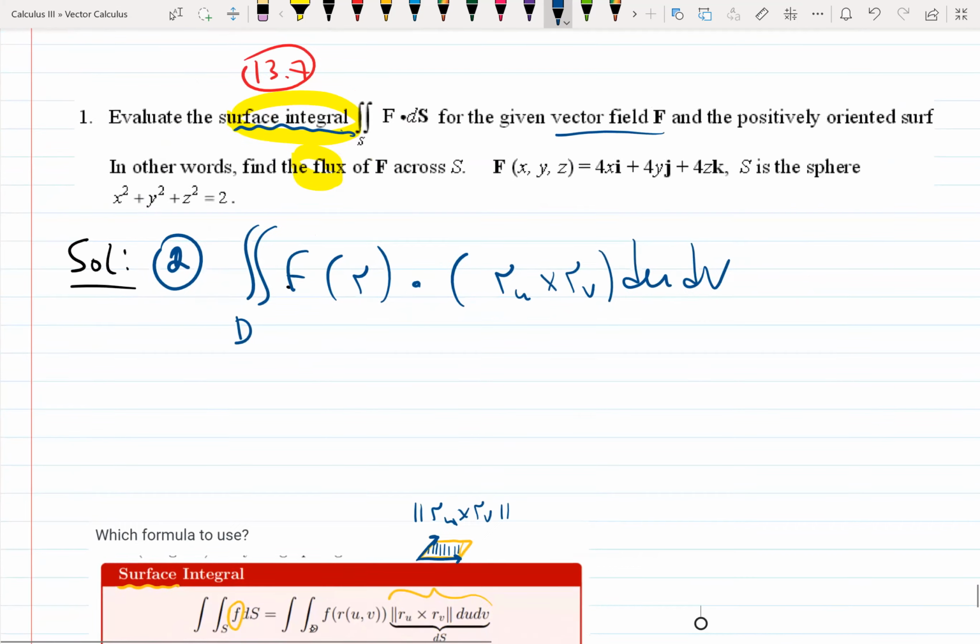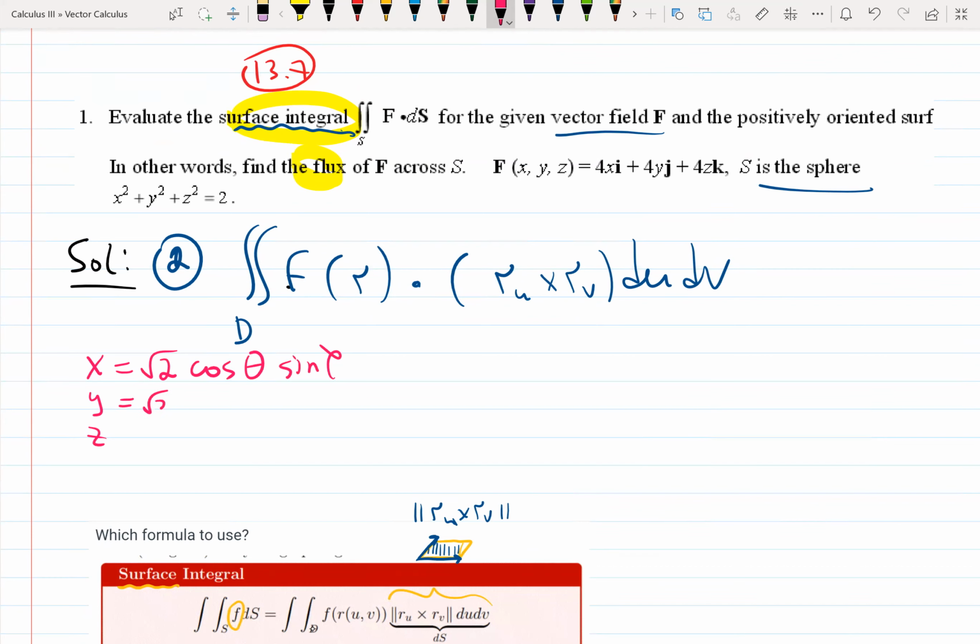Parametrization. It says it's a sphere. Yay, we know how to do the sphere. You see in the solution, Sagar immediately wrote it down nicely, so you don't have to. He skipped steps because it's just fast this way. But if you need your brain to get adjusted, or any kind of panicking, you do r of theta and phi: square root of 2 cosine theta sine phi, square root of 2 sine theta sine phi, and the only one missing is square root of 2 cosine phi, like so. The square root of 2 came from here. The radius is square root of 2.